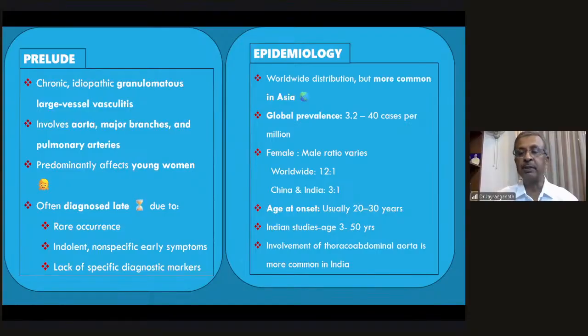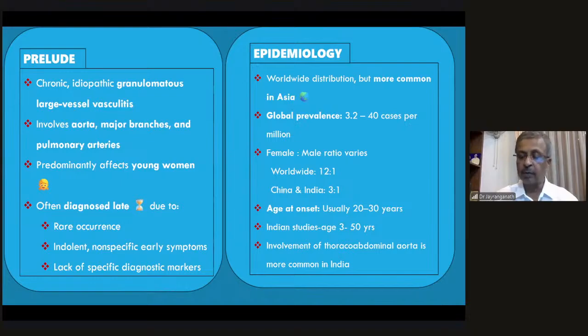It has a worldwide distribution, but is more common in Asia. The global prevalence is 3.2 to 40 cases per million. You could see that it's extremely low. The female to male ratio varies. Worldwide it is very high, 12 to 1, but in China and India it is 3 to 1, which is exactly the same even in our series. Age at onset globally is usually 20 to 30 years.